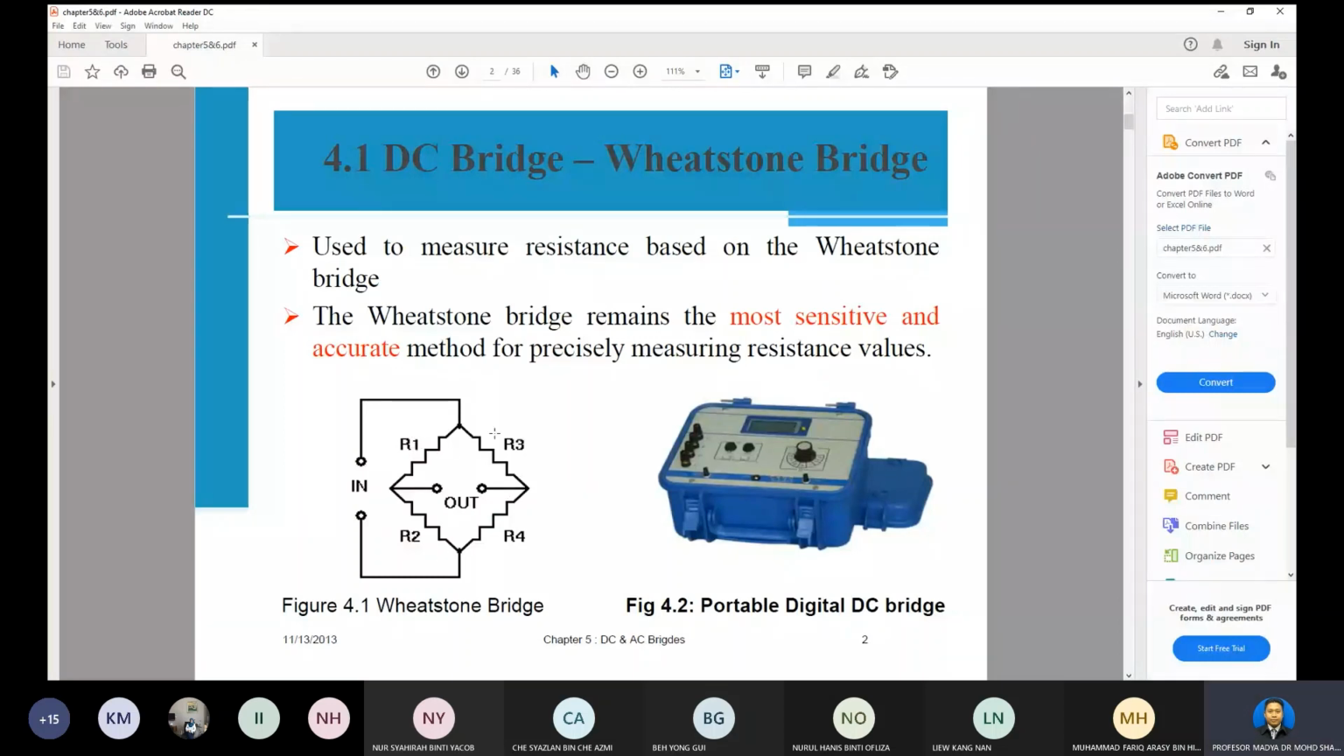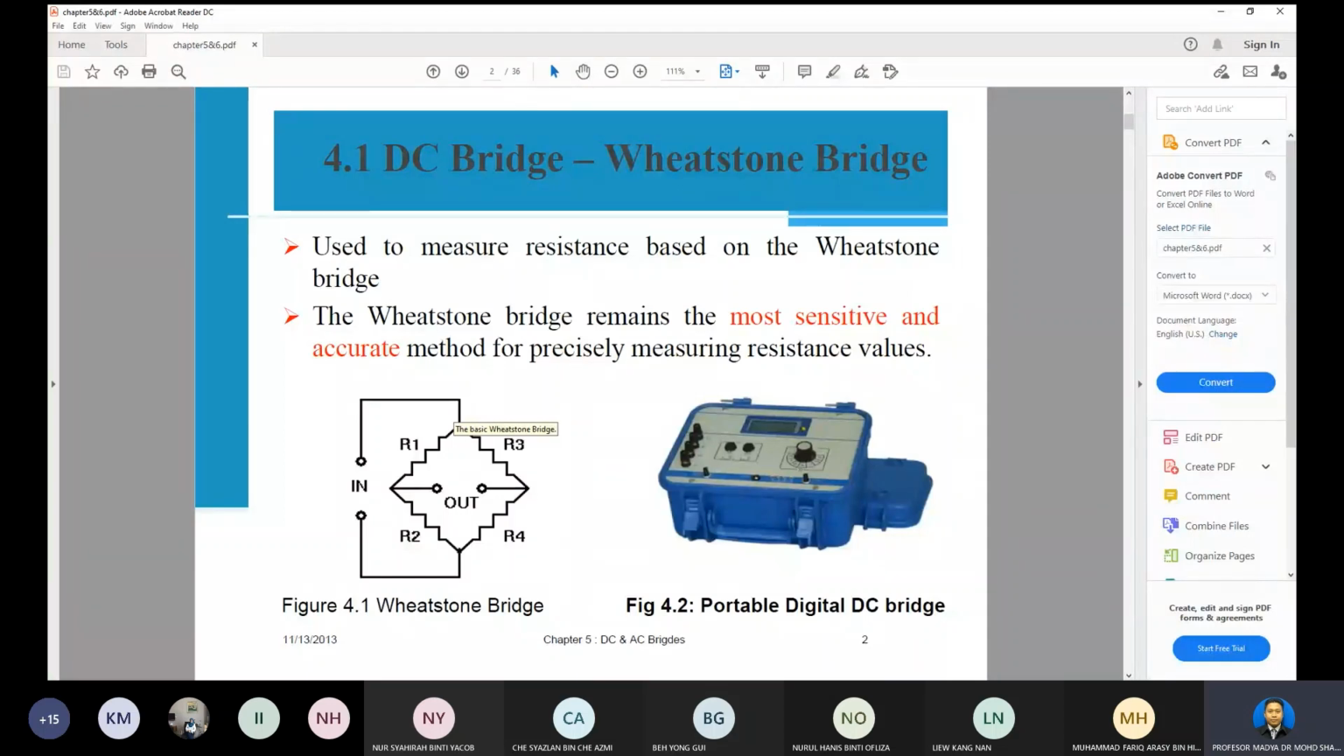R3, and also R4. Actually this is the portable digital DC bridge. You can see this one. Inside this portable DC bridge is the Wheatstone bridge circuit. The Wheatstone bridge remains the most sensitive and accurate method for precisely measuring the resistance value.